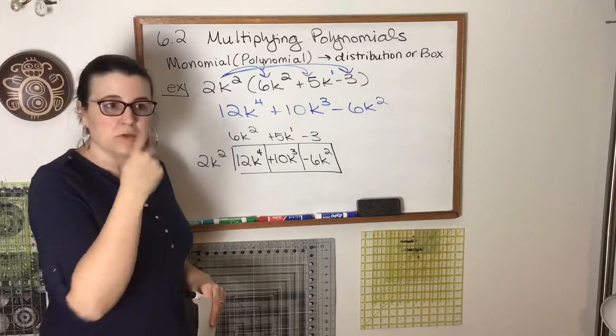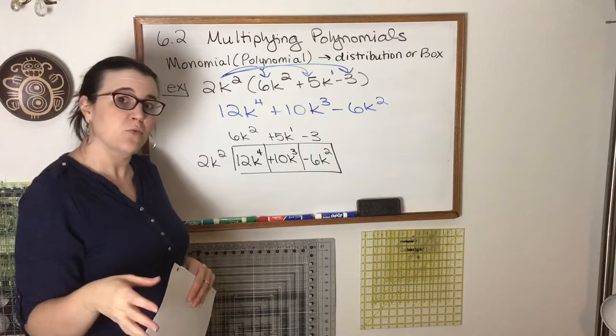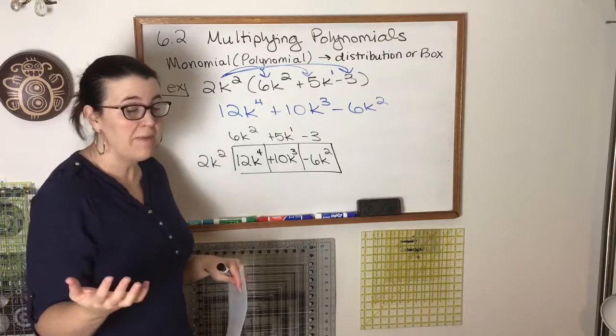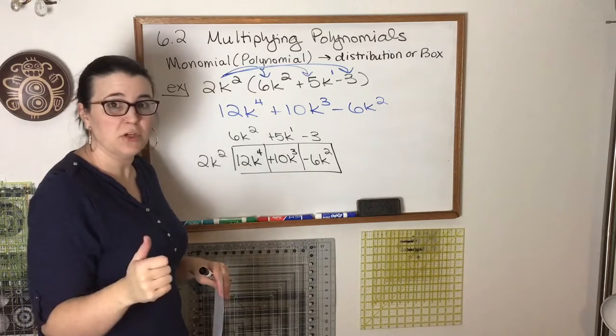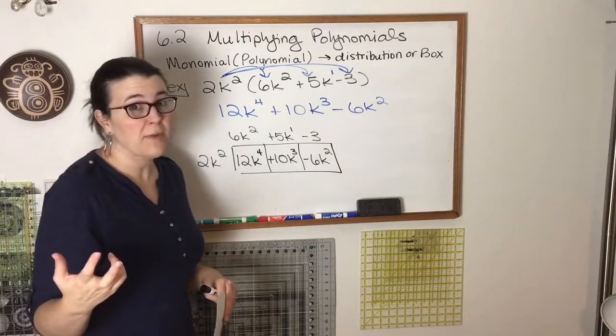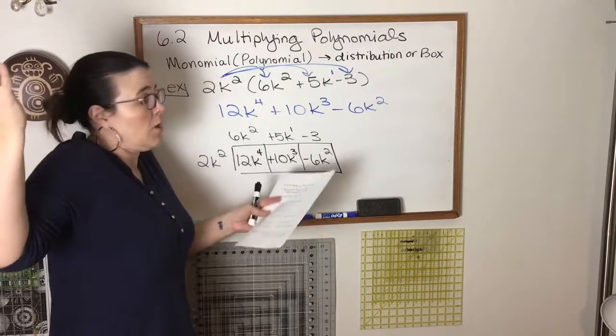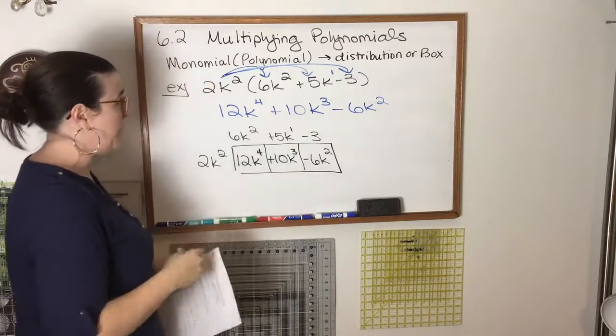I personally don't care which method you like best. You use the method that works best for you. At this point, you've taken a lot of math. So if you like distribution, use distribution. If you like box method, use box method. If you have another method that you've learned that works just as well for you and gives you the same answer, whatever. It's whatever works best for you.